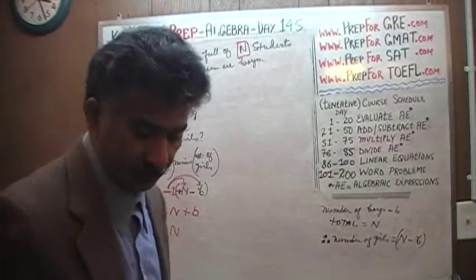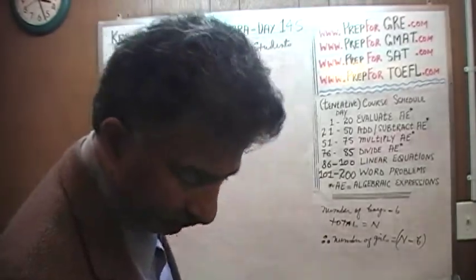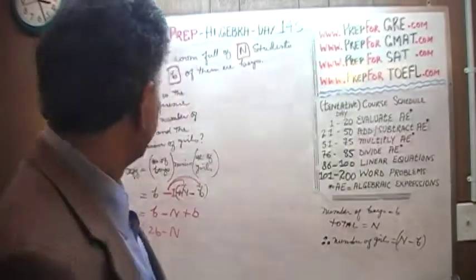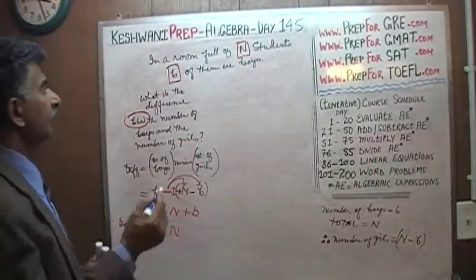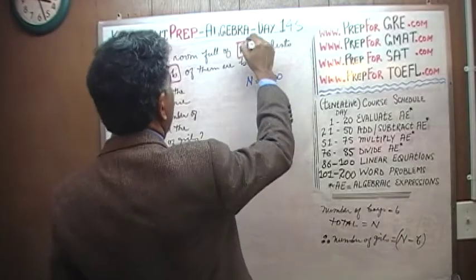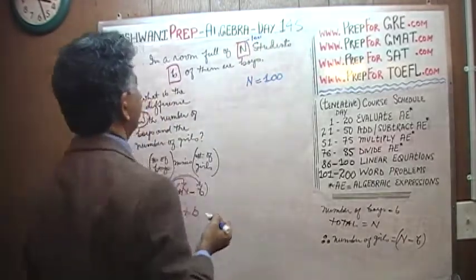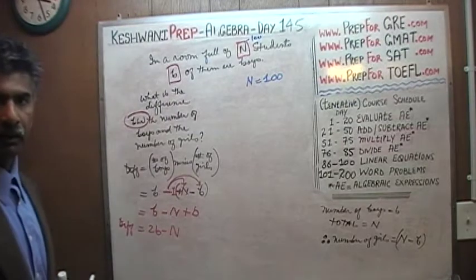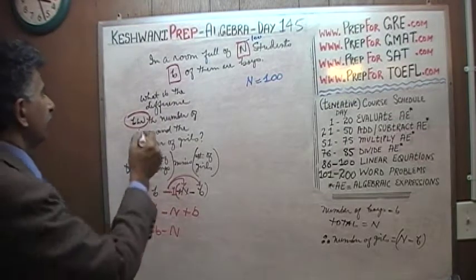Let's plug in a number here to see if it makes any sense. I'm going to plug in with the blue marker, if you can tell the difference. Let's pretend that we have 100 students in the class, so N is 100. How many boys do you want in the classroom? Let's pretend that there are 30 boys.